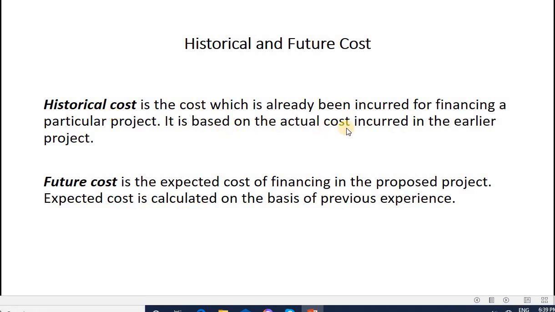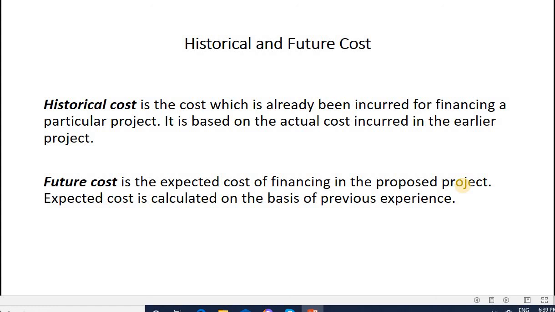It is based on the actual cost incurred in the earlier project. Now it is the actual cost we are paying for raising the funds. So this is book cost or historical cost, or we can say it is already incurred cost. Future cost means it is the expected cost of financing in the proposed project. We are taking a project of investing for the project.